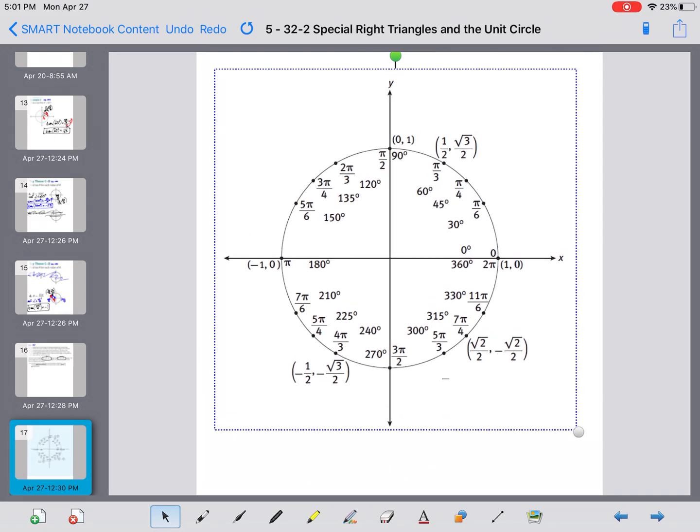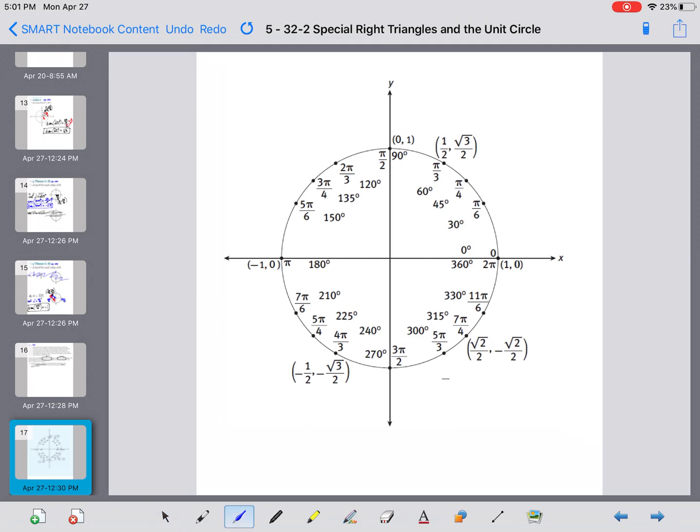Okay, starting here at 0, going all the way around to 360. We've worked on that a few times. We also have it in radians, right? So here's pi over 6, pi over 4, and pi over 3. Remember how we said pi over 6 corresponds to 30 degrees, pi over 4 corresponds to 45, and pi over 3 corresponds to 60. Now, as you go around the unit circle, that pattern keeps going.